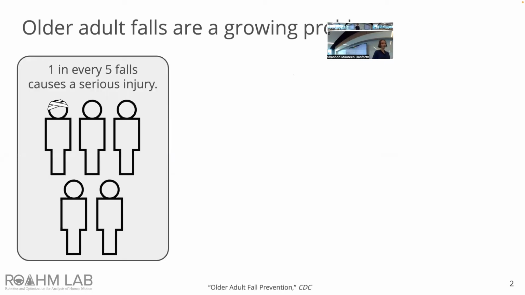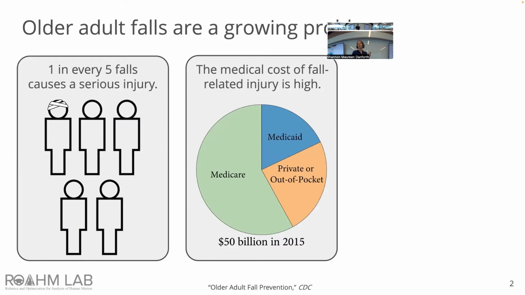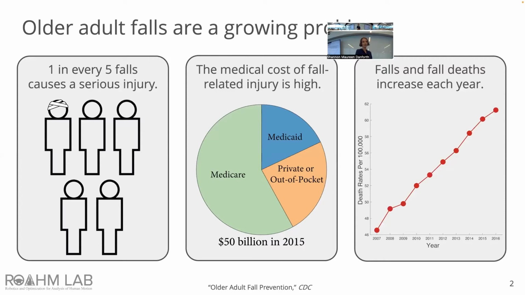1 in every 5 falls in older adults causes a serious injury, such as a head injury or a broken bone. And every year, the cost of these fall-related injuries is about $50 billion in the US, the majority of which is shouldered by Medicare and Medicaid. And falls and fall-related deaths in older adults increase each year.